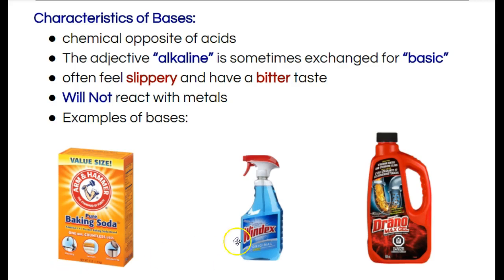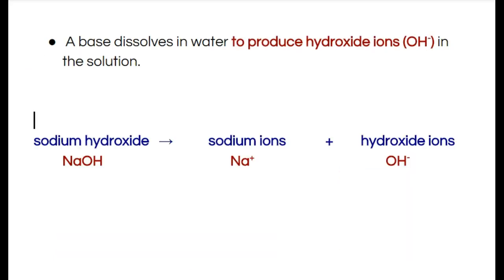But notice that all of these to some degree are cleaning agents, and in fact many cleaning agents will be basic or alkaline. But what is it about a base, like Drano for instance, that makes it able to break down our big hair chunks? The acid produces hydrogen ions that do damage. A base dissolves in water to produce hydroxide ions. And so those hydroxide ions are what are doing the damage, or what are doing the corroding.